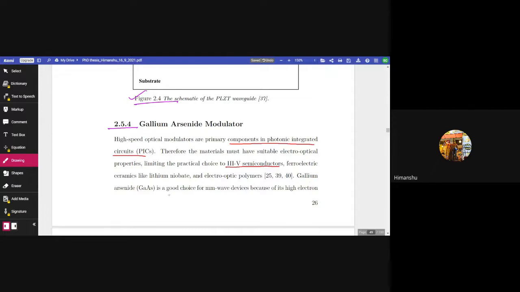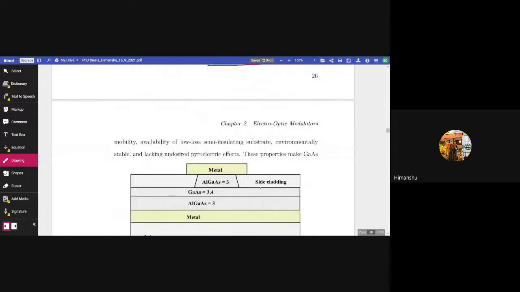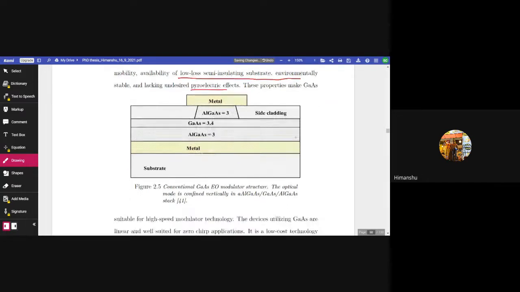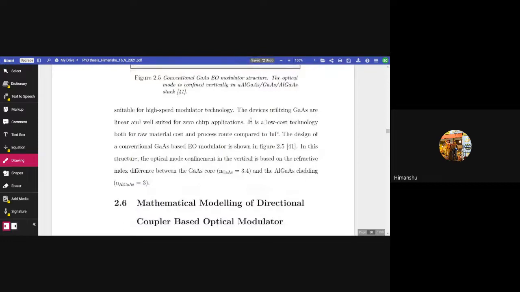Gallium arsenide (GaAs) is a good choice for millimeter wave devices because of its high electron mobility, availability of low loss semi-insulating substrate, environmental stability, and lack of undesired pyroelectric effects. These properties make gallium arsenide suitable for high-speed modulator technology. The devices utilizing gallium arsenide are linear and well suited for zero chirp applications. It is a low cost technology for both raw material cost and process route compared to indium phosphide.